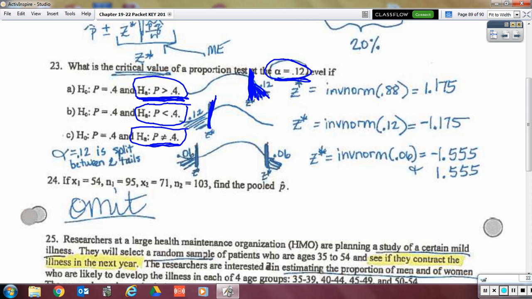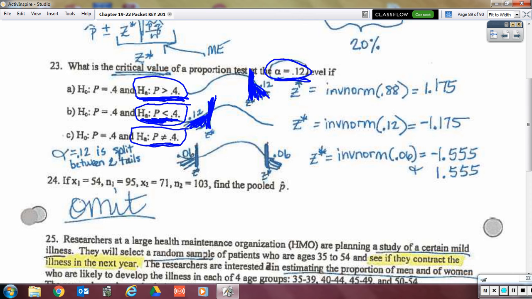Whereas question B gives you an alternative that is one-tailed, lower-tailed. One-tailed, lower-tailed puts the entire 12% down here, so that means the location of this critical value is an inverse norm of 0.12. So that's at the negative placement of that.